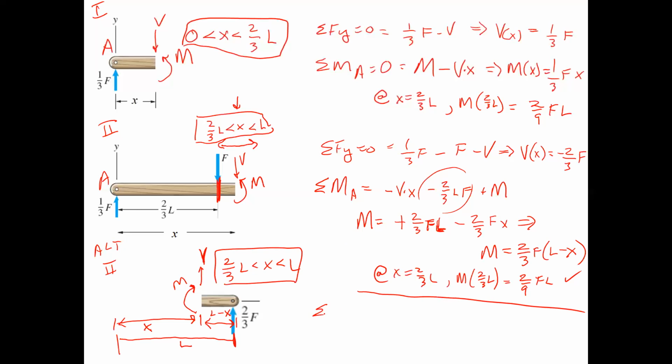And we do the sum of the Fy's equals 0. And now, of course, we got 2/3 F acting. That's the support reaction at B. So we're going to have a V going up now plus 2/3 F. So therefore, V equals minus 2/3 F. Doesn't that look familiar? That's the same answer we got just above there, right?